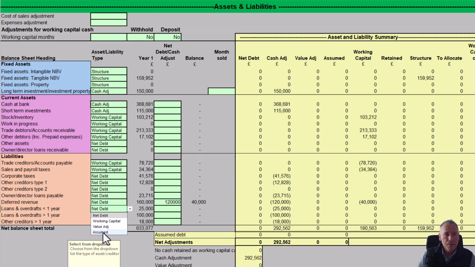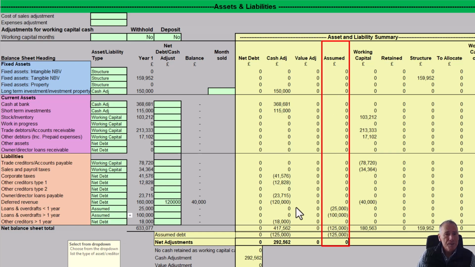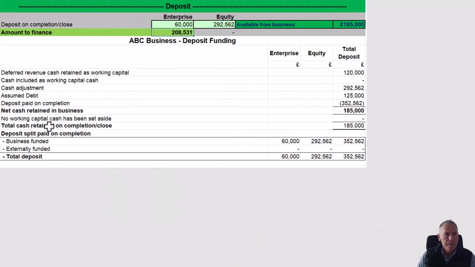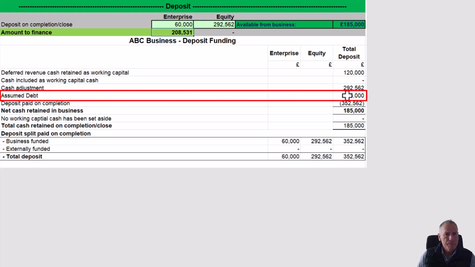So if we change that to assumed, meaning that it's retained, it transfers across to this column. Whilst it transfers those amounts to this column, which I'll explain the importance of in a second, it has also still deducted it from the net adjustments, because those liabilities are still there and should be repaid, but you're taking them on and paying them off over time. But what that has done now, if we go back to the deposits worksheet, you can see it's pulled in that assumed debt.